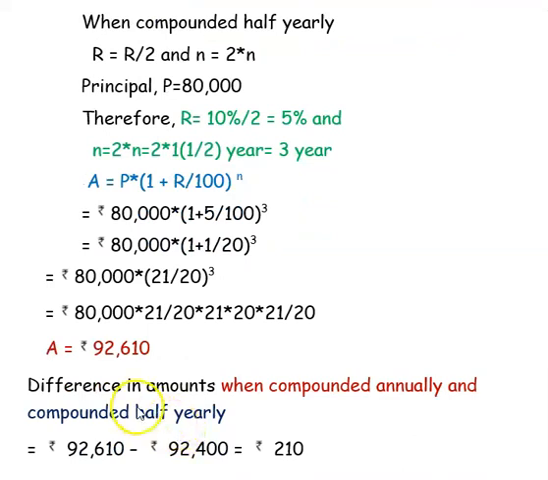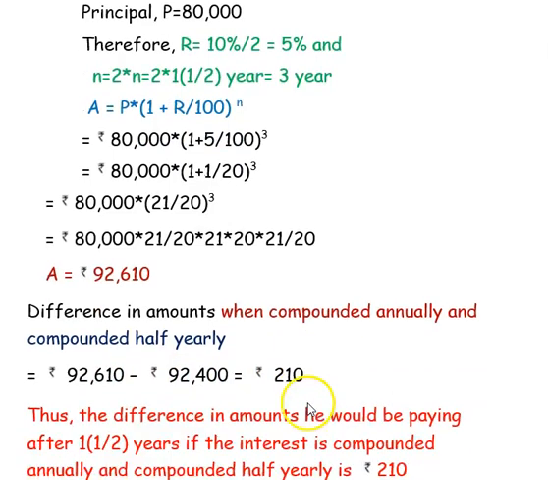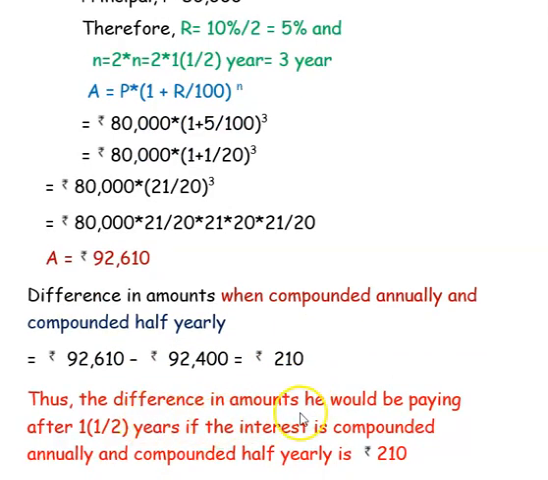So now the difference in amount when compounded annually and compounded half yearly is 92,610 minus 92,400, that is rupees 210. So thus the difference in amount he would be paying after 1.5 years, if the interest is compounded annually and compounded half yearly, is rupees 210.